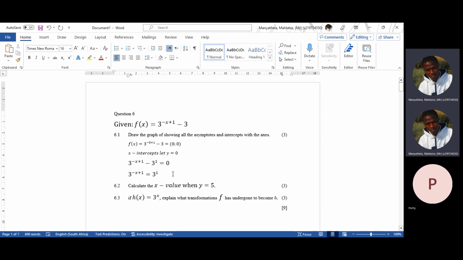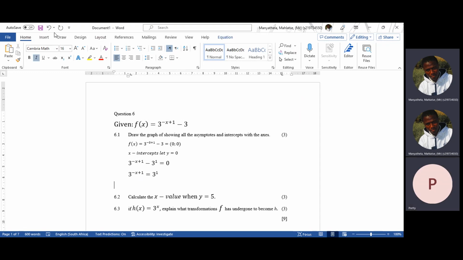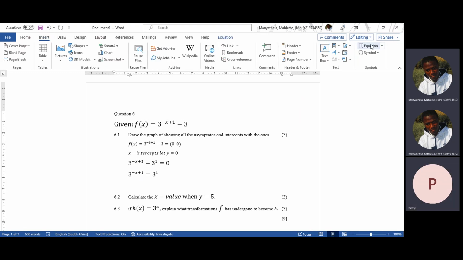So the bases are the same. We equate the exponents.